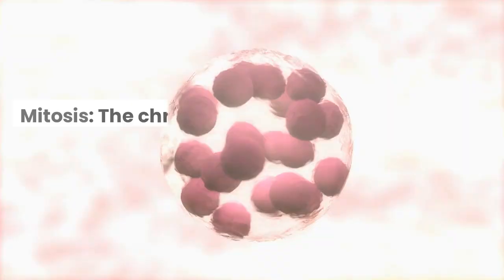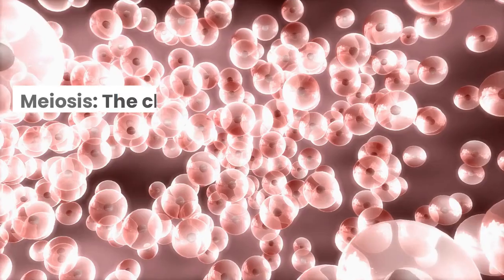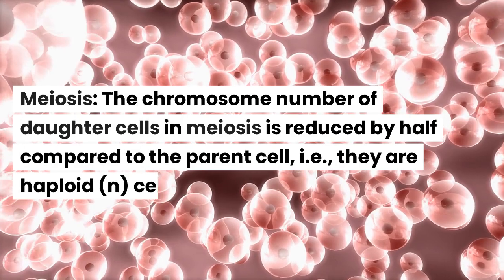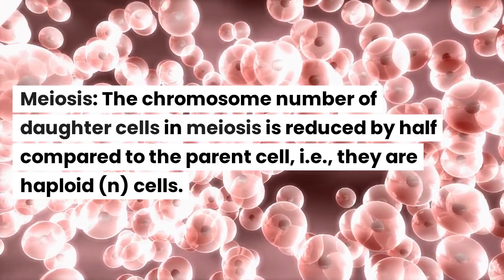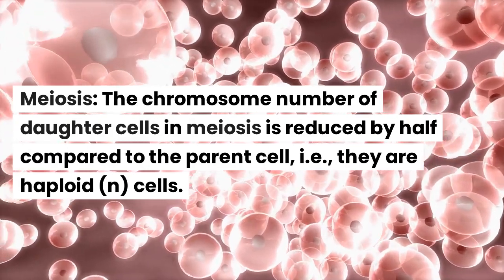Chromosome number. Mitosis. The chromosome number of daughter cells in mitosis remains the same as the parent cell, i.e., they are diploid, 2N, cells. Meiosis. The chromosome number of daughter cells in meiosis is reduced by half compared to the parent cell, i.e., they are haploid, N, cells.